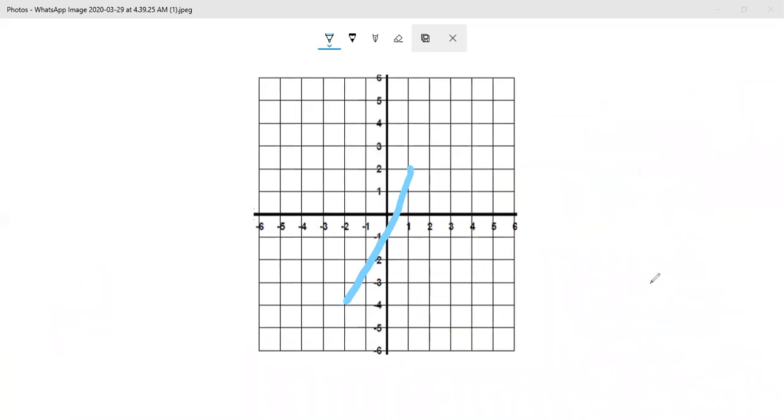If the equation of the straight line is y equals x minus 2, so the gradient of this straight line equals what? We don't have a graph. And the y-intercept equals what?